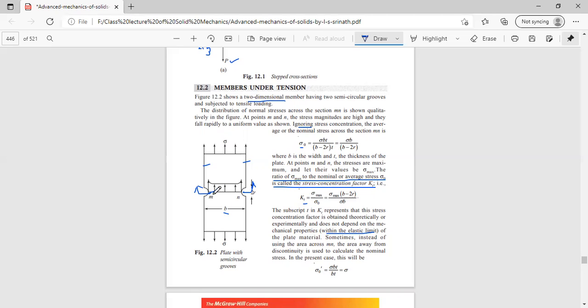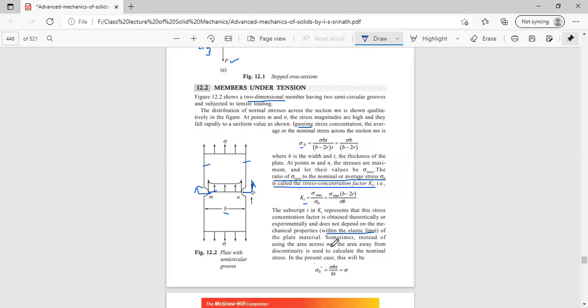But in the case of the cross-section here, M and N, the stress is not proportional. Here, stress may not be proportional to strain itself, and it is not following Hooke's law. So we have to calculate the stress concentration factor, theoretically and also experimentally, but it does not depend on the mechanical property of the elastic limit of the plate material itself.